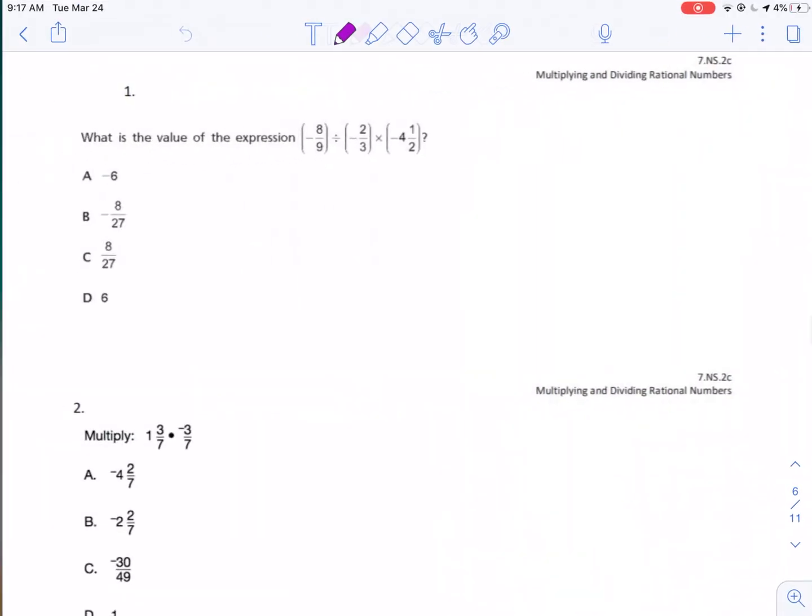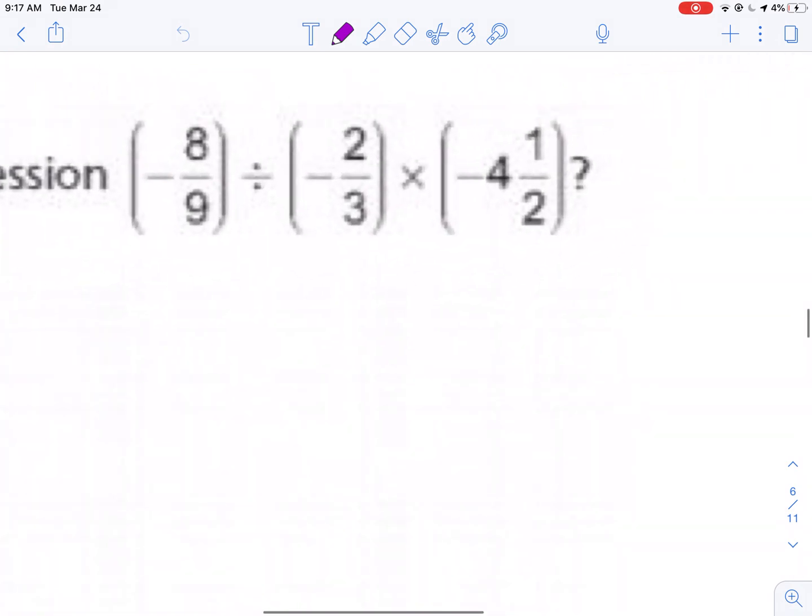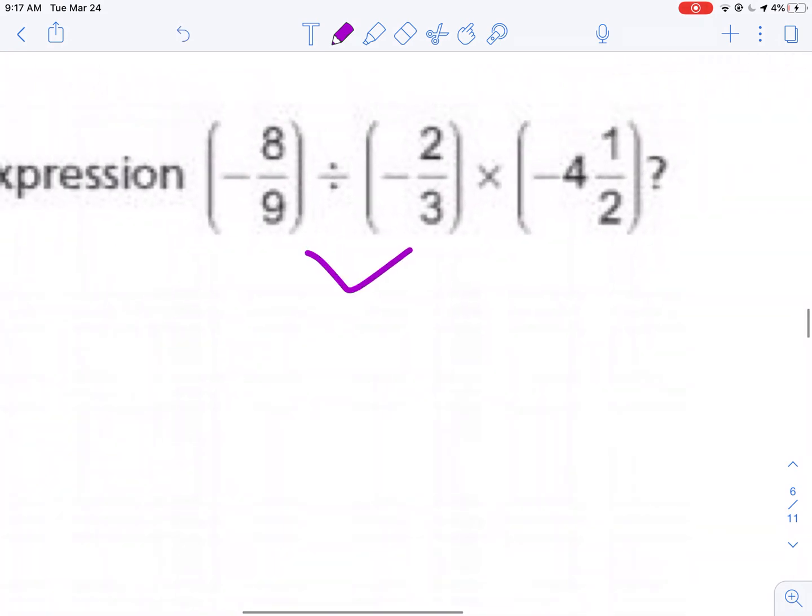But today I'll be going over the week 2, day 2 homework. Okay, what is the value of the expression? Let's do part by part. There's just division and multiplication here, so the order that we go in is just left to right because they're both the same order in the order of operations.